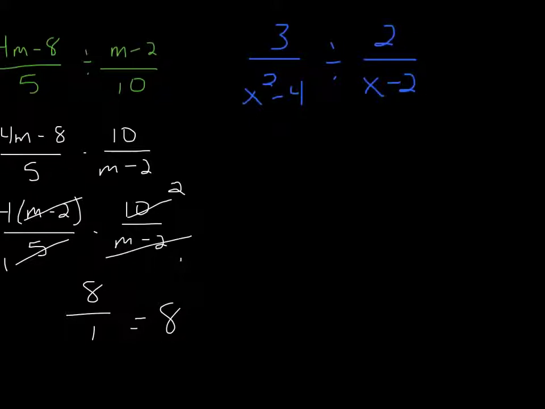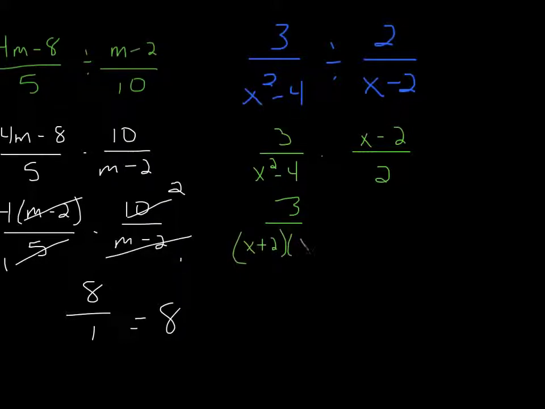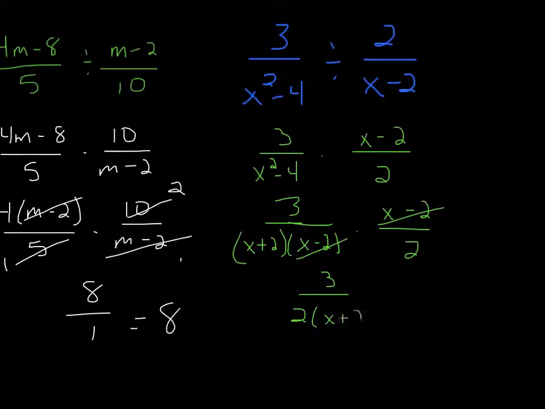Alright, so let's copy first and dot flip. Change to the multiplication, x minus 2 over 2. Then we're going to do some factoring: 3 over x plus 2, x minus 2. If you didn't know your difference of two squares before, you sure as heck will now. And our x minus 2's cancel. So we have 3 over 2 times x plus 2. And there is your answer.